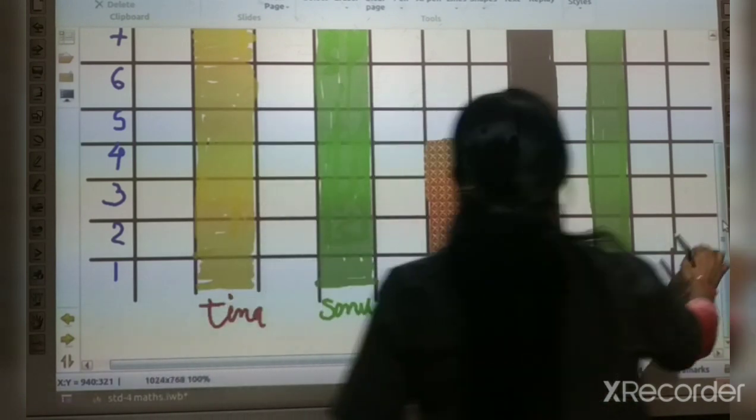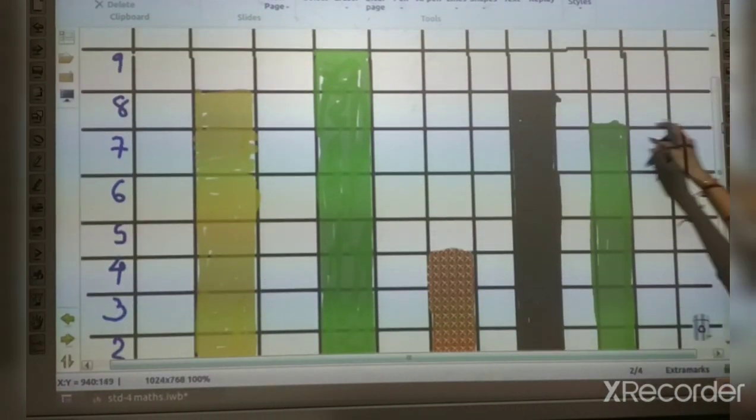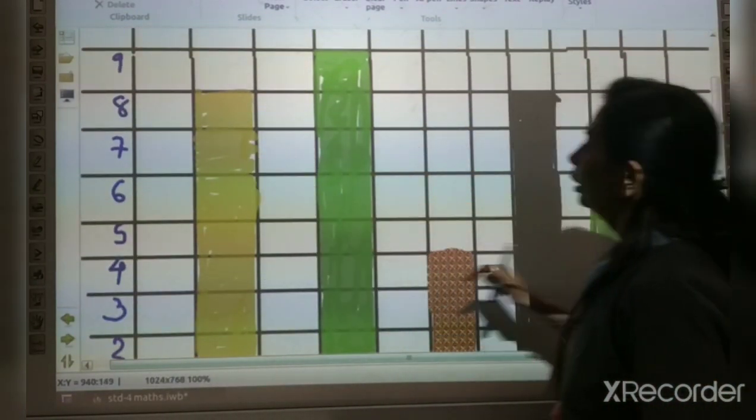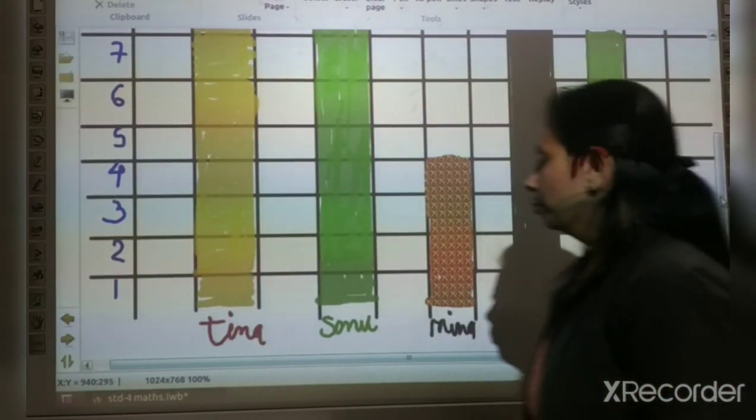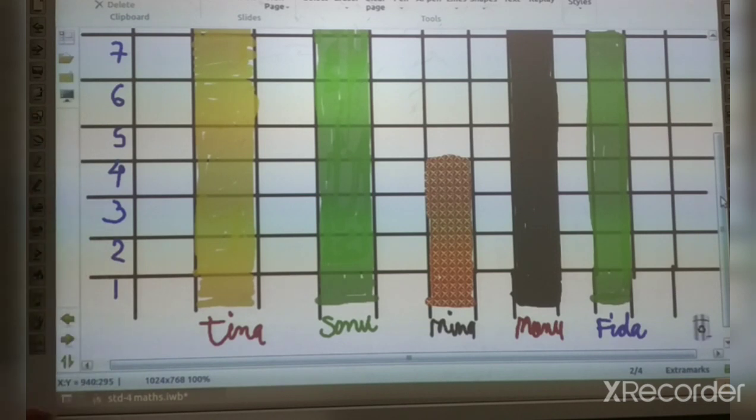Now eighth, which two children got equal marks? Look at the graph, 8 and 8. These 8 marks belong to Tina and Monu. So Tina and Monu got equal marks.